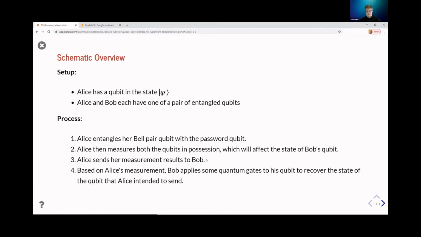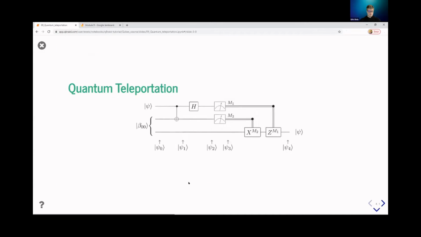So before Bob measures, though, what's going to happen is Alice is going to send her measurements to Bob. So Alice is going to measure these qubits, and she's going to send the classical results of those measurements to Bob. And you'll see why that's important later on. And then, based on Alice's measurement, Bob is going to apply some quantum gates so that he can recover the password state. Okay, so it's really cool how this all works.